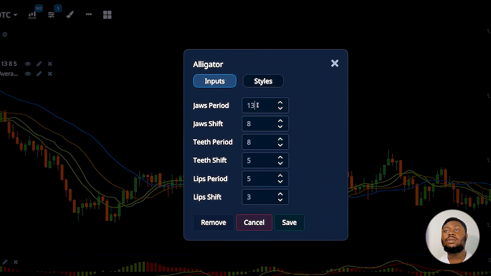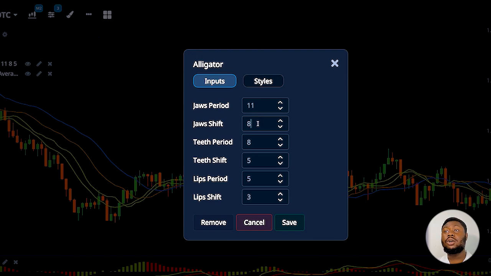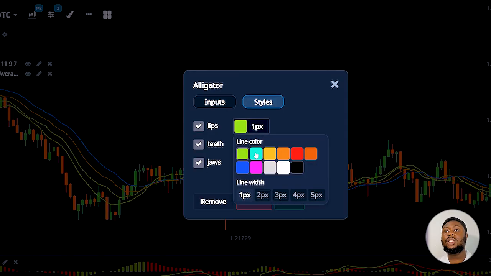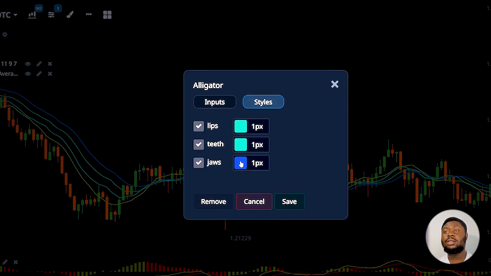I'll reduce the jaws period to 11, jaws shift will be 3, teeth period 9, teeth shift 2, lips period will be 7, and lip shift 1. I'll make the color of all three indicator lines turquoise.